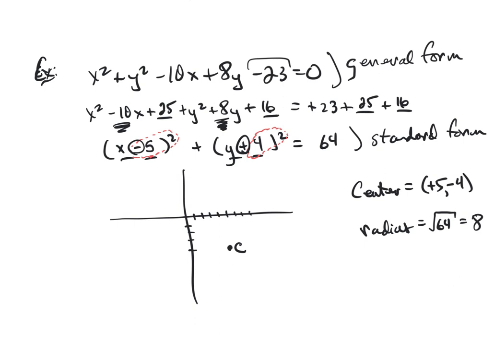1, 2, 3, 4, 5, 6, 7, 8 to the right. 1, 2, 3, 4, 5, 6, 7, 8 down. 1, 2, 3, 4, 5, 6, 7, 8 to the left. And 1, 2, 3, 4, 5, 6, 7, 8 up.